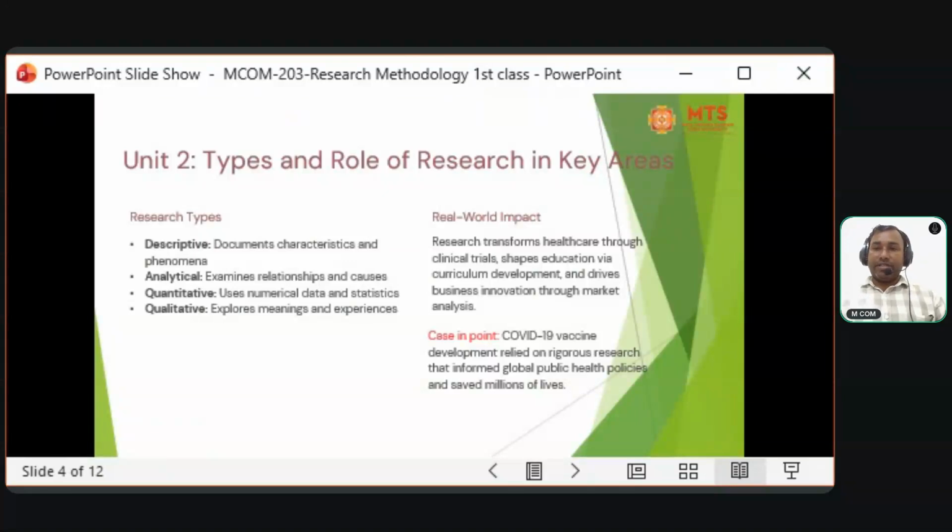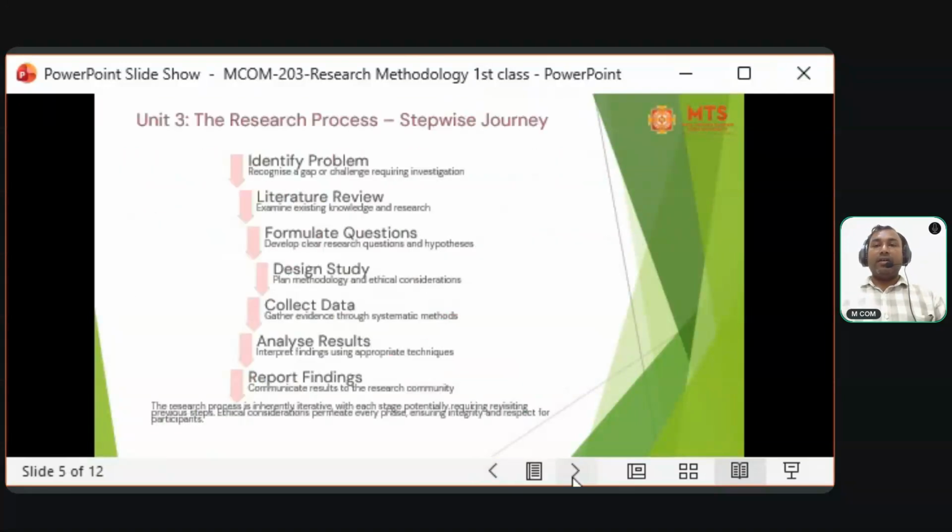Next is the research process and stepwise journey. What is the stepwise journey?